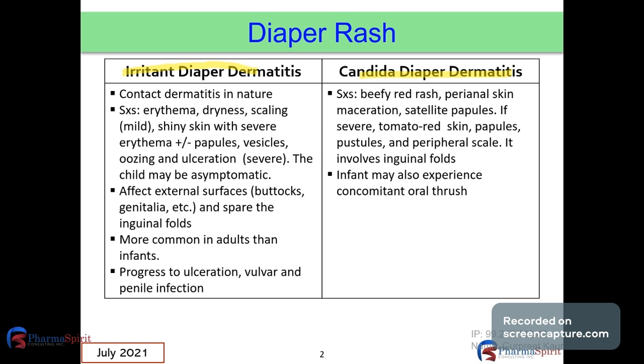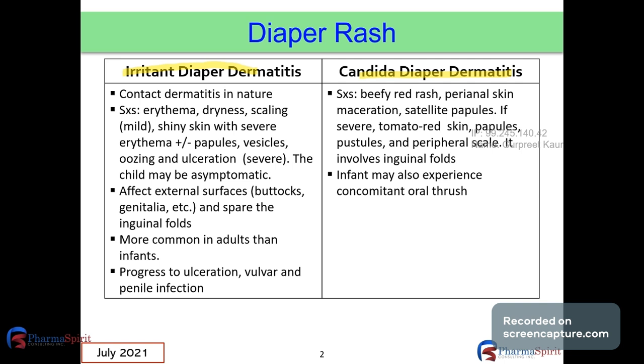Irritant diaper dermatitis is more common in adults than in infants. And if it's not treated properly, it may progress to ulceration, and it also can be associated with vulvar and penile infection. So this is the irritant type of diaper dermatitis.